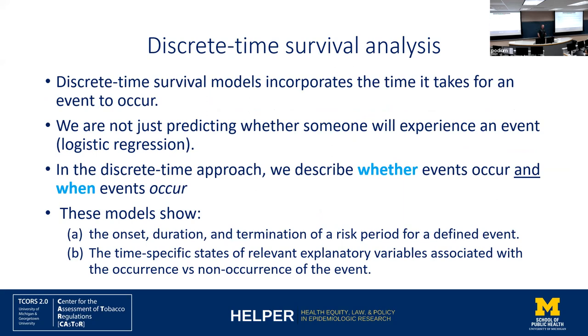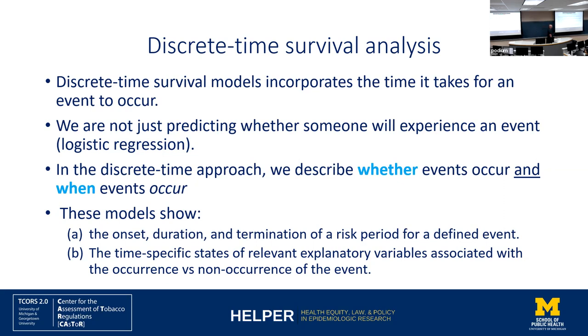So when you're thinking about whether to use this as your analytic framework, if you have a question where you're interested in whether the event occurs, yes or no, and you're interested in the timing of that event, then discrete time models are really good. If you can't satisfy those two conditions, you might think about a different methodological approach to best answer your research questions. These models show the onset, duration, and termination of a risk period for a defined event. In the substantive example for the second part of the class, we're going to look at smoking cessation and the onset and duration of the risk periods.